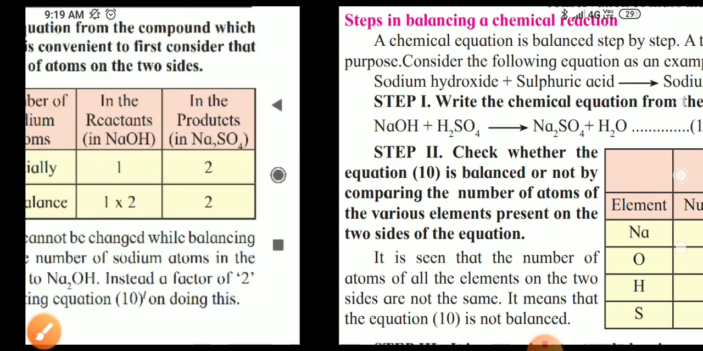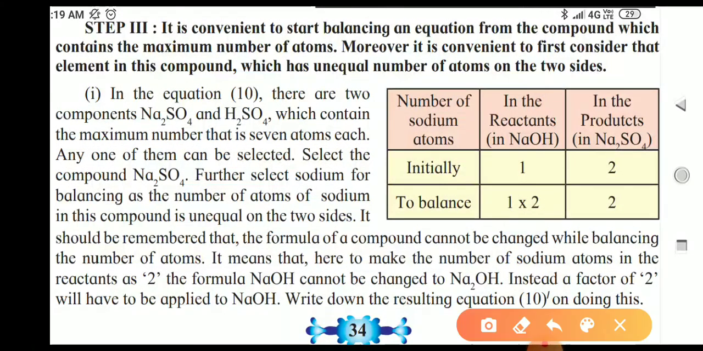Then next step, step number 3. It is convenient to start balancing an equation from the compound which contains the maximum number of atoms. Moreover, it is convenient to first consider that element in this compound which has unequal number of atoms on two sides. So it is convenient in balancing to start from the compound which contains the maximum number of atoms.